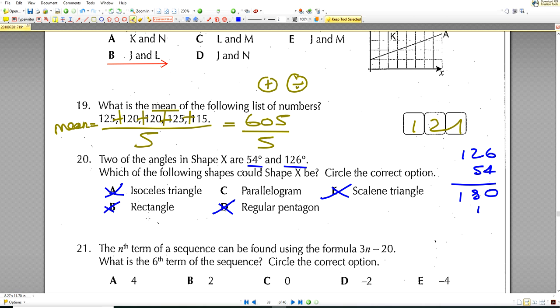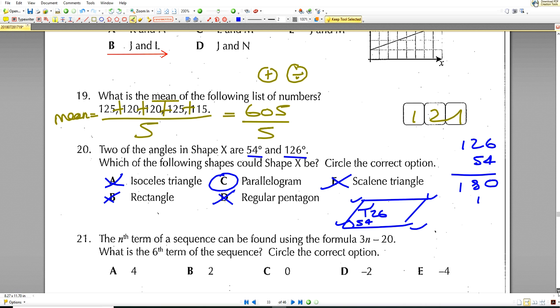Internal angles of a rectangle are all 90, 90, 90, so it will have to be a parallelogram, something that looks like this. And the angles would be here. For example, here would be the 126 angle, and that would be the 54. These two angles add up to 180, and these two angles add up to 180 as well. Okay, question number 21. Let's move on.